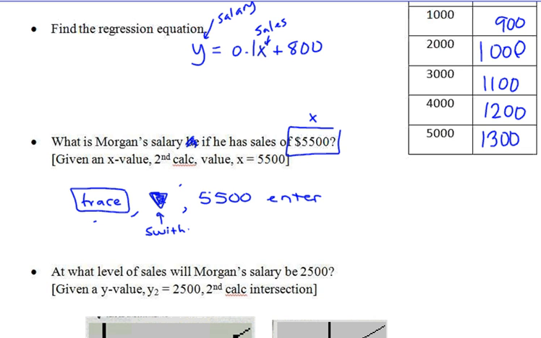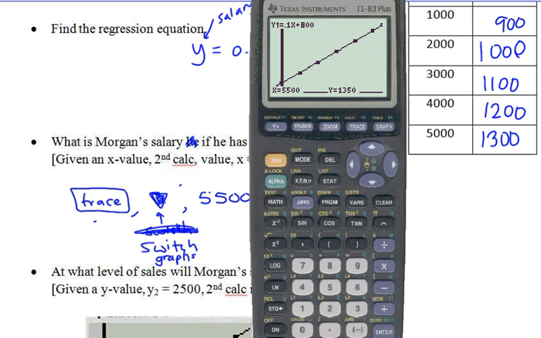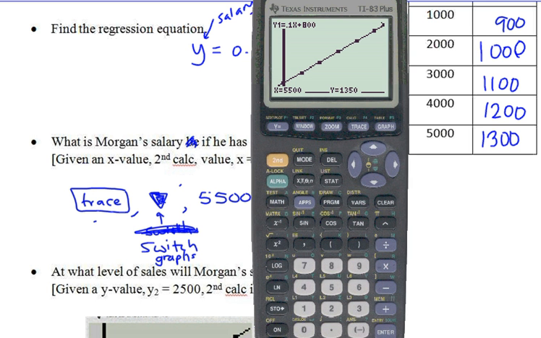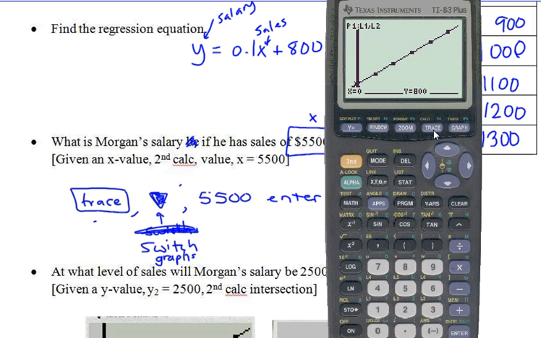Switch graphs. If you try to find it and you don't push the down arrow, what will happen is, if I push trace, 5,500, oops, trace, yeah, is that what happened to you? You have to actually go down arrow because it doesn't register the plots. It won't do that. So you have to switch to the graph.